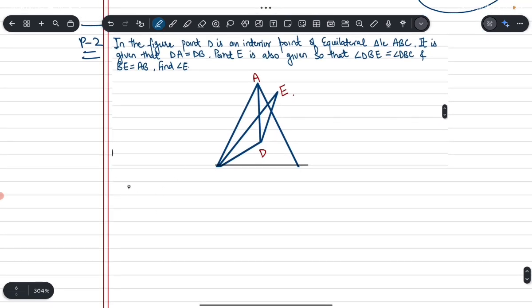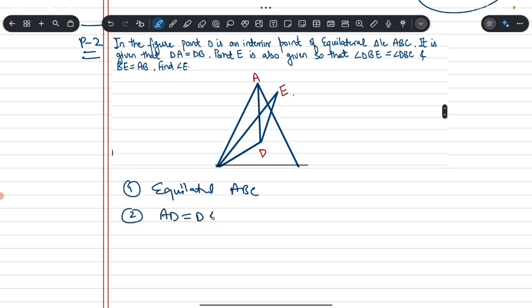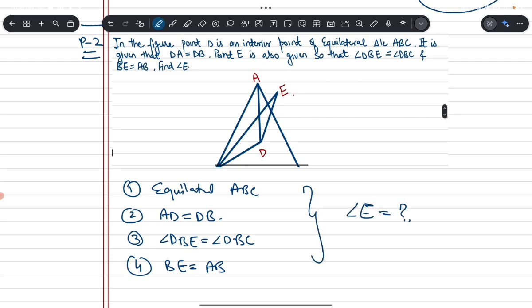We have an equilateral triangle. First thing, equilateral triangle ABC. Second, it is given that DA is equal to DB. Third, point E is also given so that angle DBE equals angle DBC. And fourth, BE equals AB. Lot of information we have been provided and we have to find angle E. This is, by the way, AB. Sorry, this is BC. Okay, now you can do.